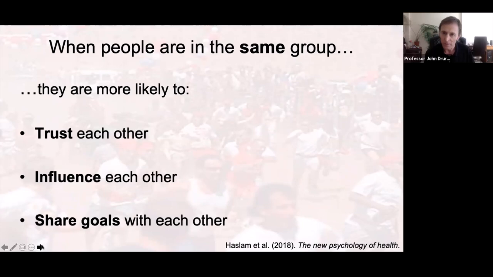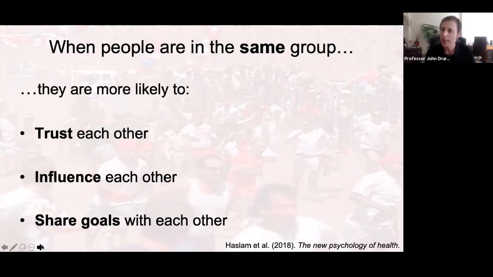When people are in the same group, they're also more likely to influence each other. So when somebody listens to somebody else and that person recommends an action, that action is more likely to be taken up. You take an action, that action is more likely to be copied or used as an example of how to behave.